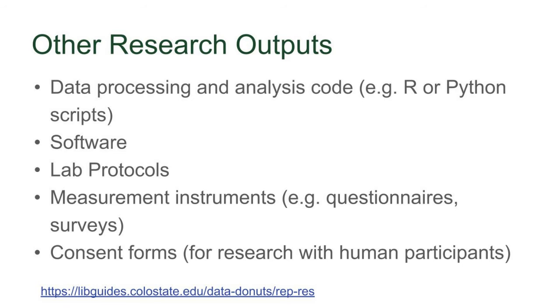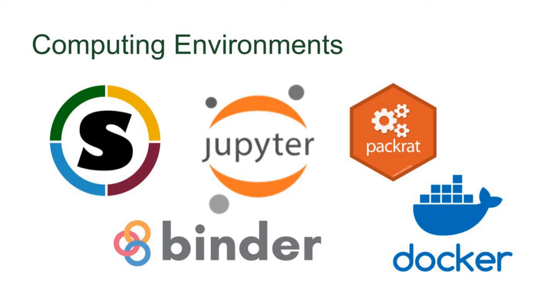Other types of research output that you might need to plan for include research software that was produced, lab protocols, measurement instruments such as questionnaires or interview scripts, and consent forms demonstrating permission to share data if you're working with human participants. Beyond sharing data and code together, there are also tools for sharing the computing environment necessary for code to function, such as electronic lab notebooks like Jupyter Notebooks and containers like Singularity and Docker.